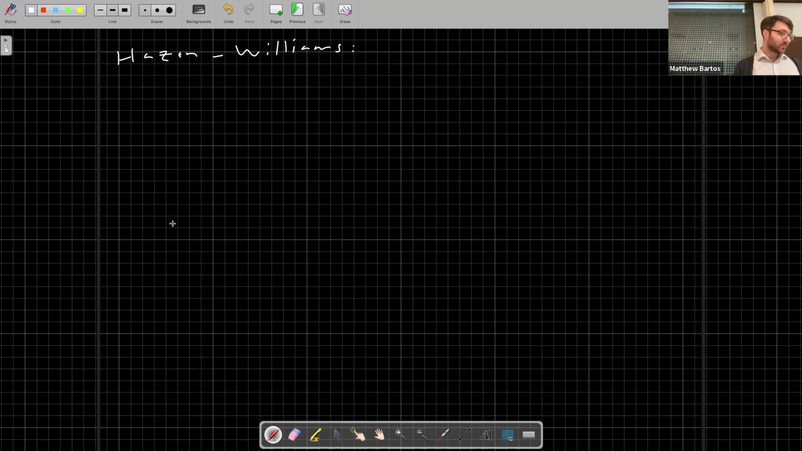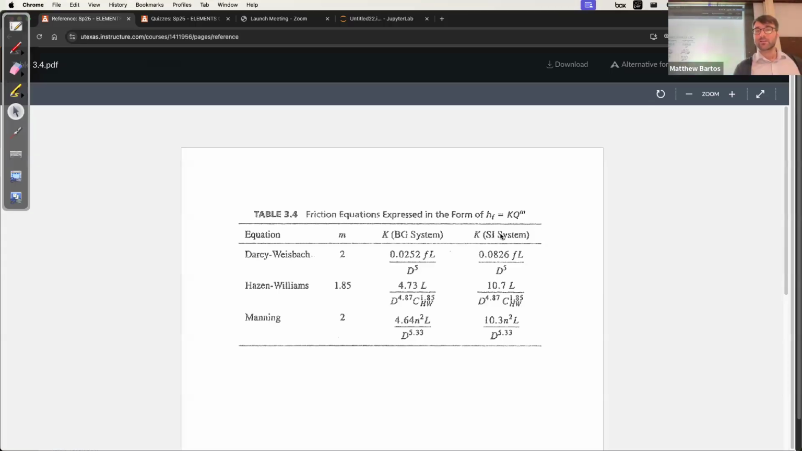So if we go back to our table, we have SI units and we want to use Hazen-Williams. So we have an equation of the form: our head loss is equal to some coefficient K times Q to the M power. M, our exponent, will be 1.85 this time. And our K coefficient will be this expression here: 10.7 times the length of the pipe divided by the diameter to the 4.87 power divided by the Hazen-Williams coefficient to the 1.85 power.